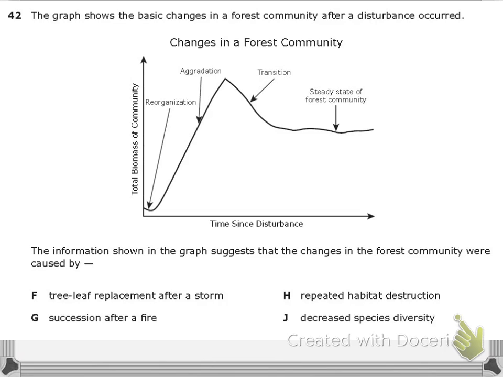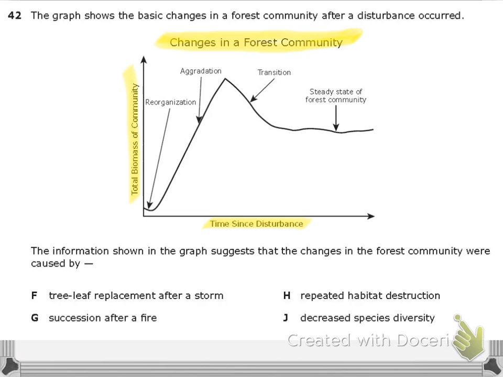We'll highlight a little bit because highlighting is awesome. So the title of the graph is this: Changes in Forest Community. So something changed, right? So on our y-axis we have total biomass. On the x-axis we have time since disturbance. So that's the amount of elapsed time, right?